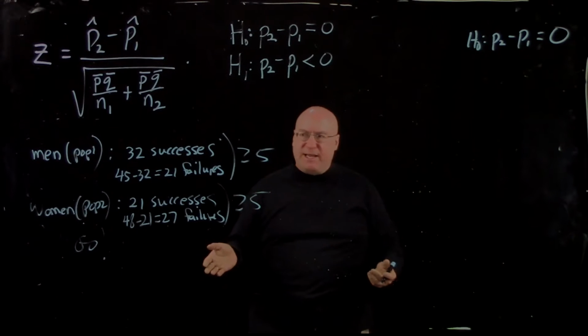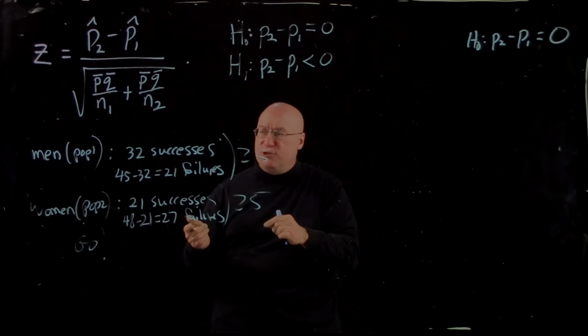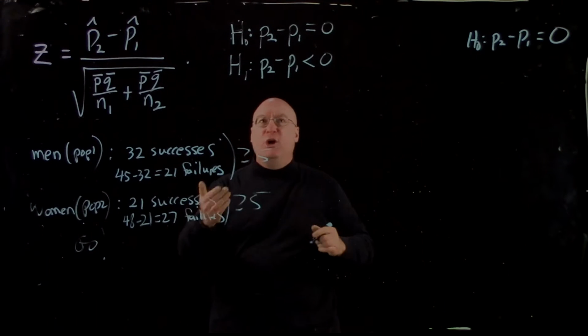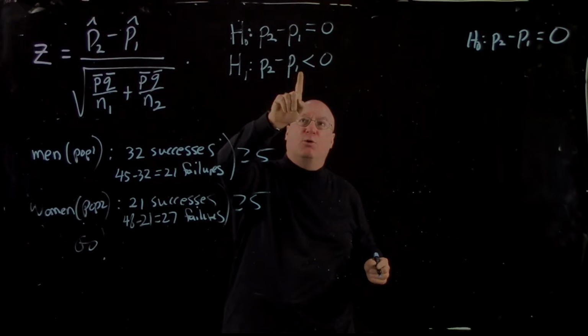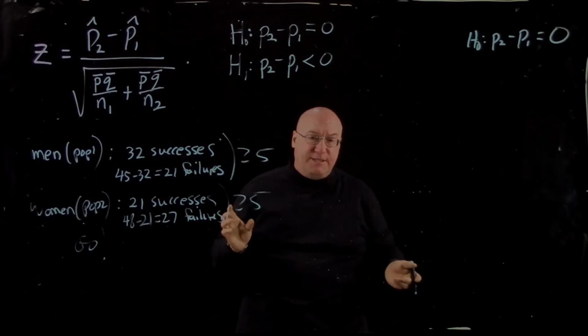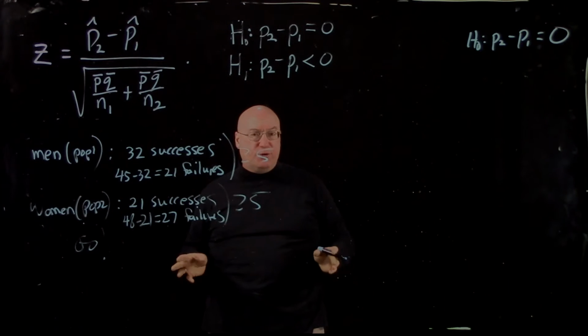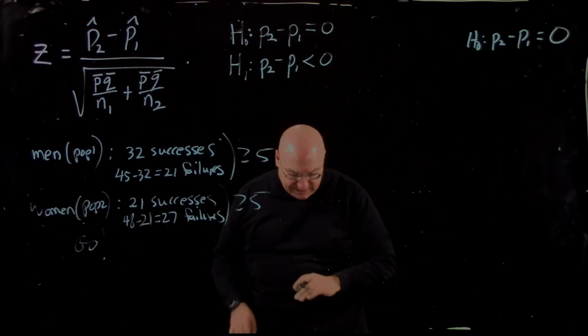And you can see now, like I said, it doesn't really matter which one we call population 1 and which one we call population 2. If we turn it around, if this were men and this were women, then it'd be P2 minus P1 greater than 0, and we'd be doing a right-tailed test. Everything would go through. There'd be no problem with anything.